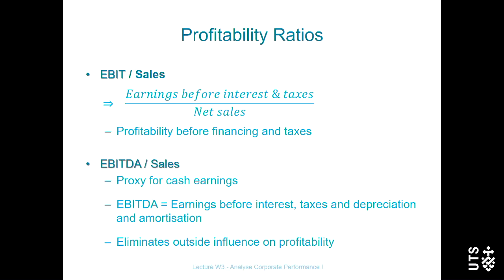So what this is telling us is how many cents of earnings the company is generating at the operational level per dollar of revenue. In these profitability ratios, everything is based on a per dollar of sales or revenue.